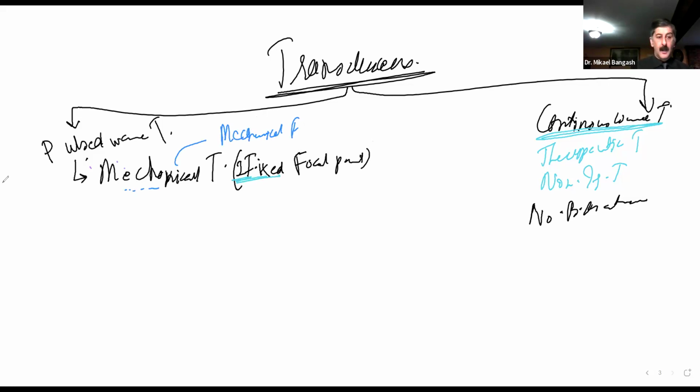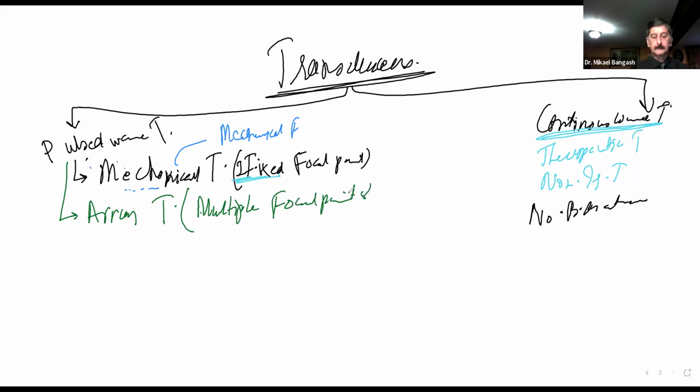The other kind of transducers that we will be talking about is what we call array transducers. And what did we mean by array transducers? These were transducers with multiple focal points, where we were not stuck to one fixed focal point determined by the transducer, but where we were actually able to focus at multiple focal points.